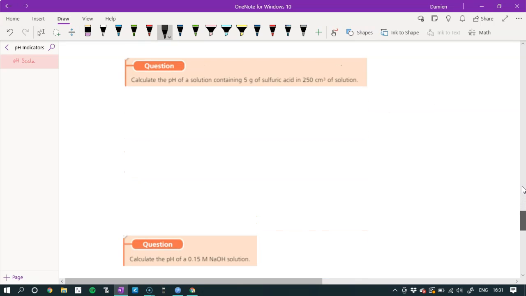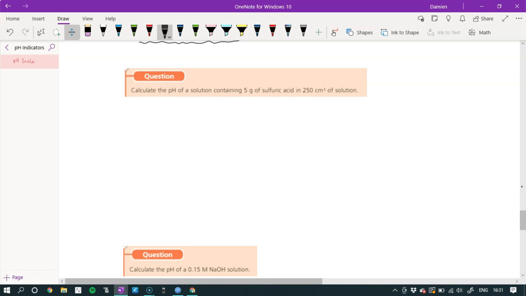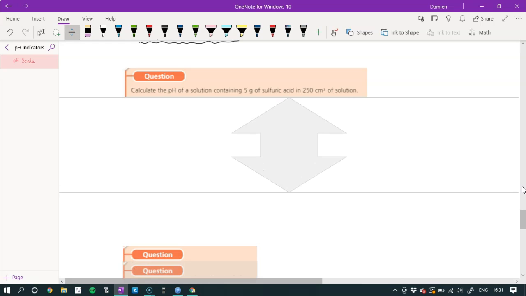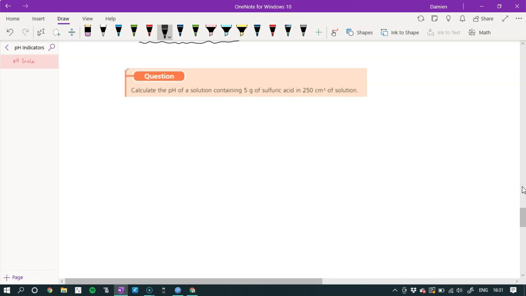On to this next question. Calculate the pH of a solution containing 5 grams of sulfuric acid in 250 cm cubed of solution. I'm going to do this in the next part as I'm running out of time in this video. We'll come back to that.